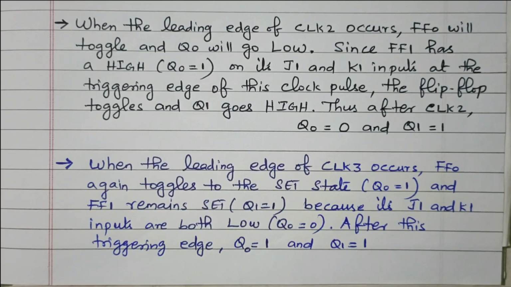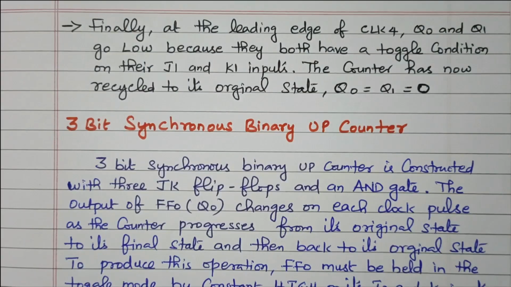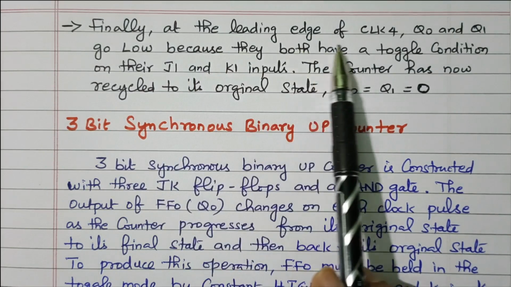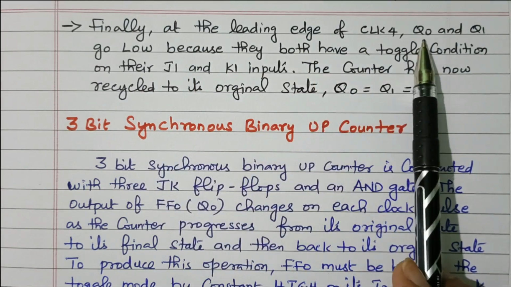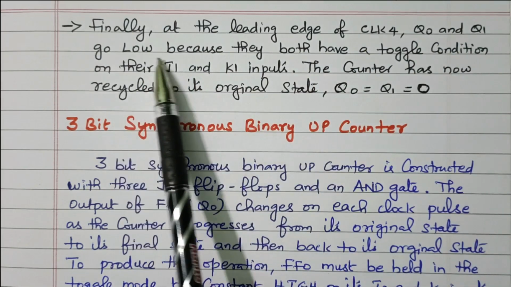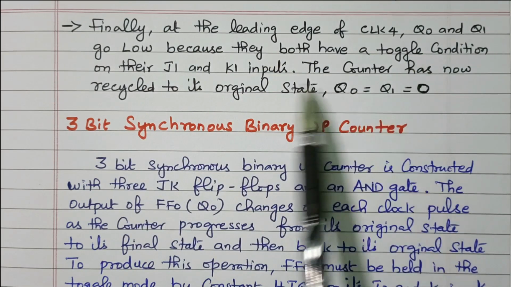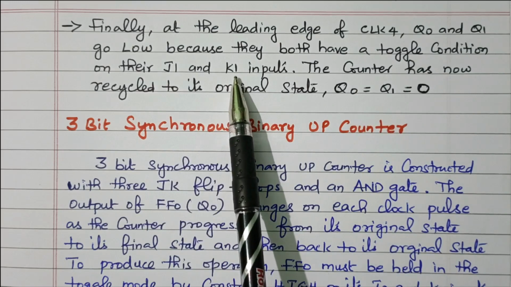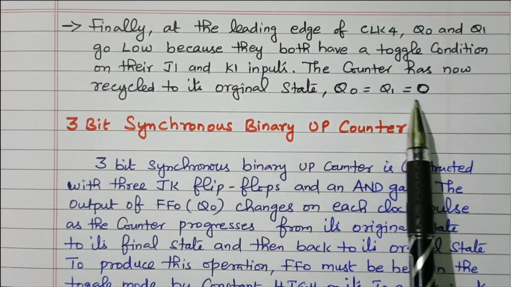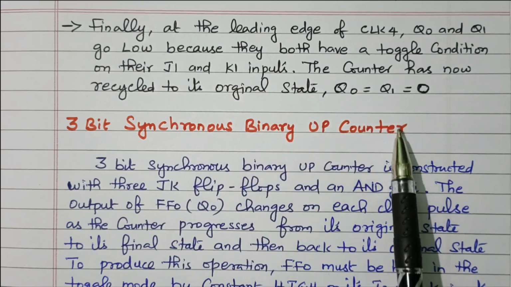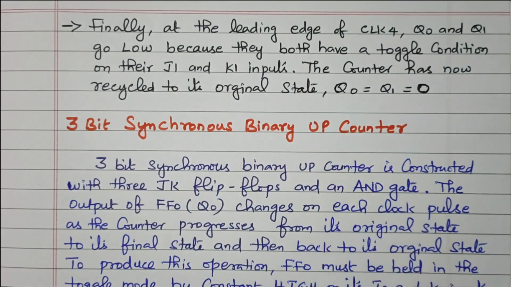Now we'll go to the fourth clock pulse. Finally, at the leading edge of clock pulse 4, Q0 and Q1 go low because they both have toggle condition. Both inputs, J1 and K1, are 1. So it becomes 0 0. Earlier 1 1, now 0 0. Right? So in this video we discussed the 2-bit synchronous up counter.